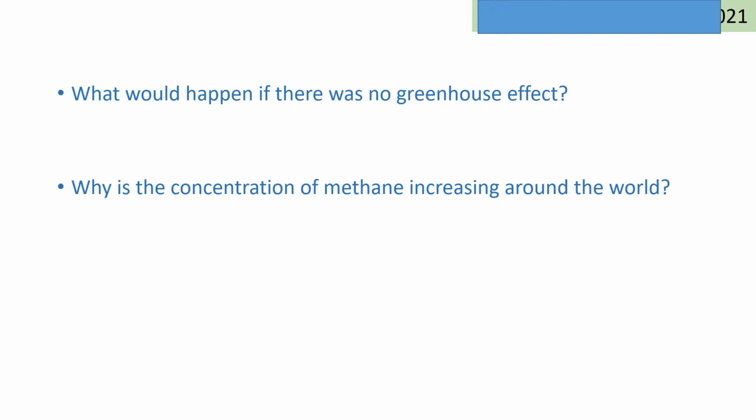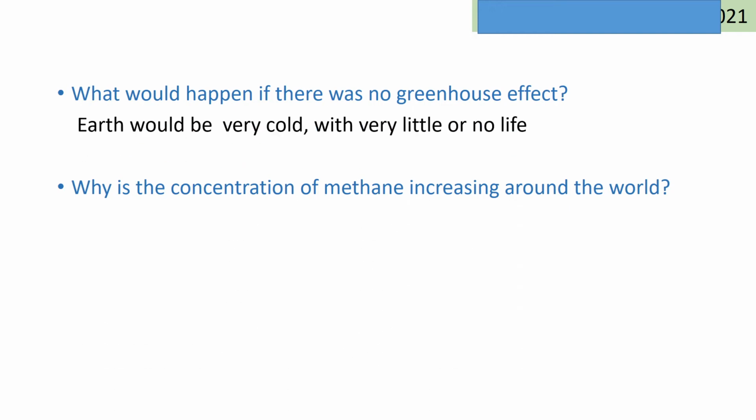Okay, we'll go through the answer. So without the greenhouse effect, Earth would be very cold with little or no life. So it would be about negative 16 degrees Celsius. So we wouldn't be able to sustain life, and therefore there would be very little to no life on the surface of the Earth. There might be some life under the oceans, but not on the surface of the Earth.